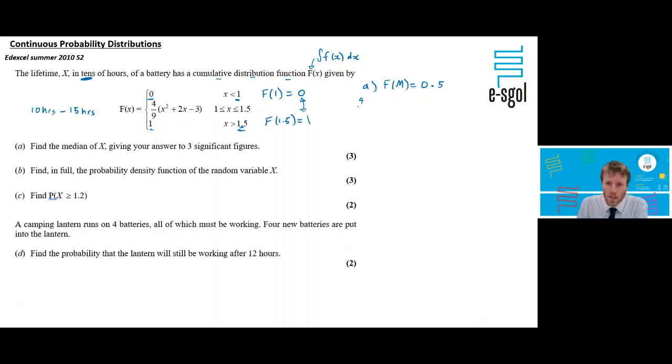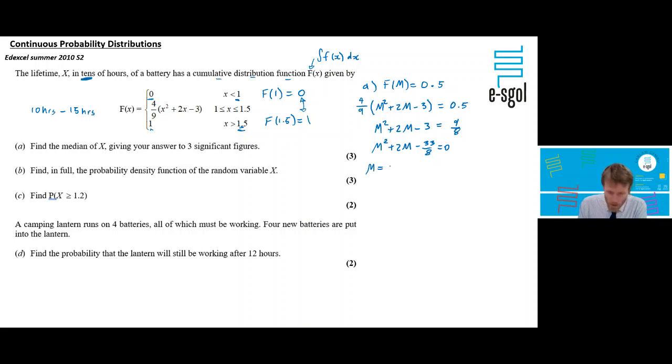So let's write this out. 4/9 times (m squared plus 2m minus 3) equals 0.5. Then we're just going to solve this to find the values of m. If I multiply through, I get m squared plus 2m minus 3 equals 9/8. Then if I move the 9/8 to the right-hand side, I get m squared plus 2m minus 33/8 equals 0.